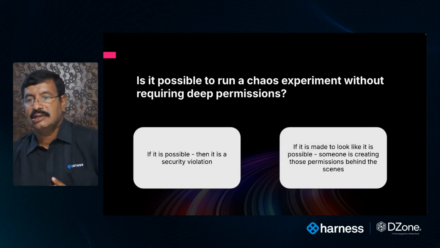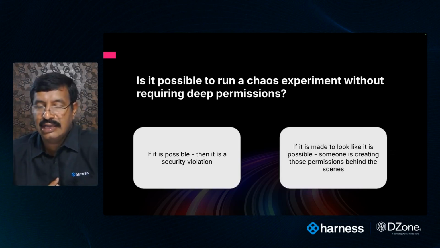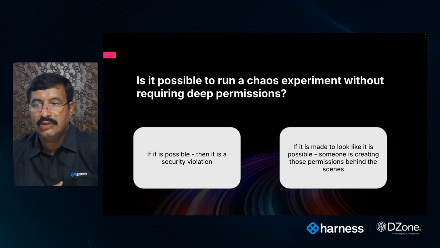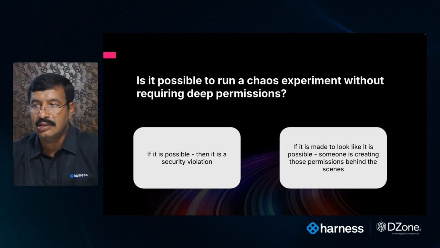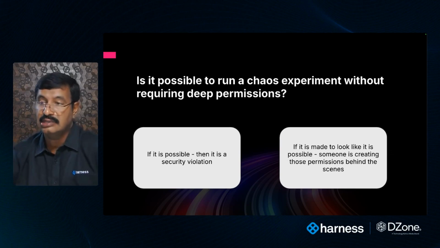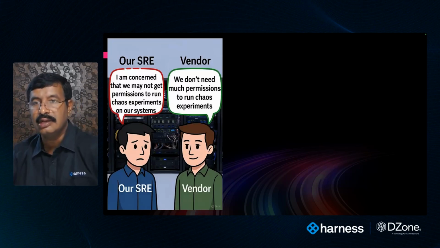So the answer to that is, if someone is saying that I can run chaos experiments of some sort without requiring special permissions, then there actually is a security issue. You're letting someone do the deletion or slow it down without a proper permission. Either the security posture is not really good or the tool is not really good. And if it is actually demonstrable, that really means that something else is going on by that tool.